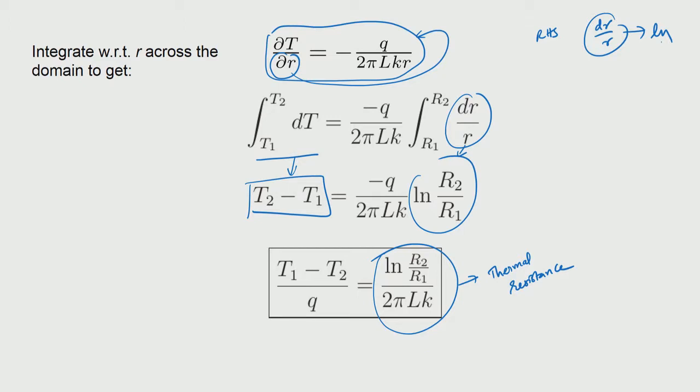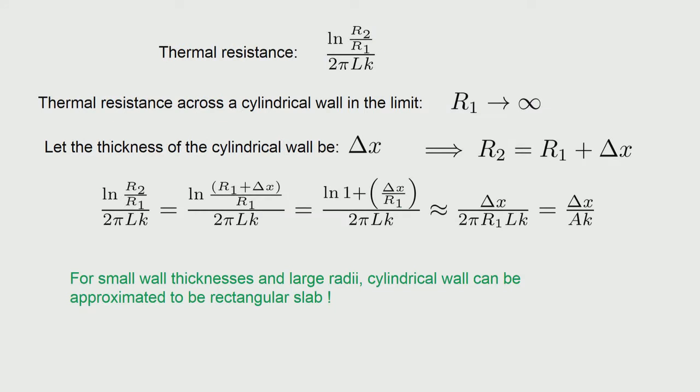Now, we will see what happens when the inner radius of the cylindrical wall is very large. So, we take up the thermal resistance expression and look at what happens in the limit of r1 tends to infinity, which means that we take the delta x to be very small compared to r1, and if it is very small, then it also means that r2 is equal to r1 plus delta x, and we can also approximate r1 r2 as approximately r1 square.